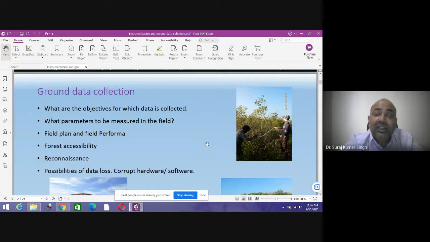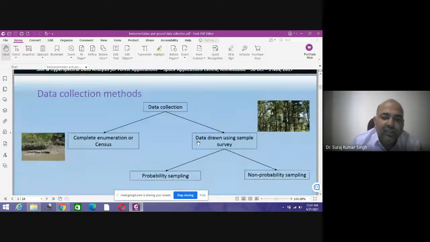What is the funding that you have asked for? If you have asked for it only one time, then you have to be choosy in nature. But if you've got a sufficient amount of fund available for the field, then you can redistribute it. Maybe the persons going into the field may be fewer, and it can be increased with the duration of the project and data customization. Then the possibility of data loss, and corrupt hardware or software. Such kinds of important things we'll be reading.